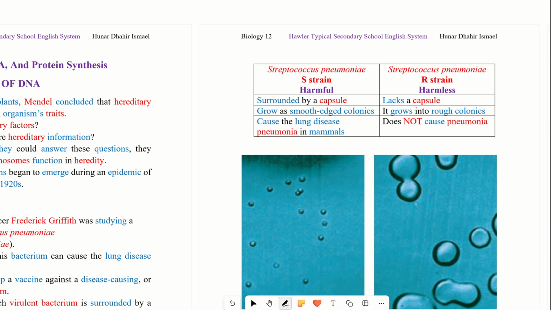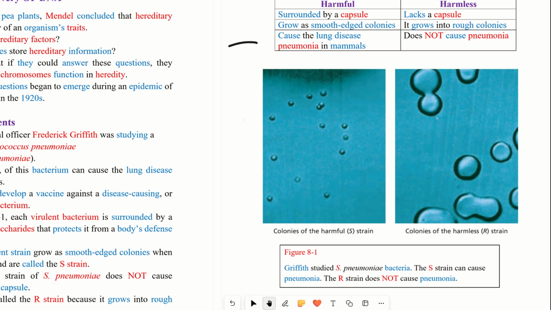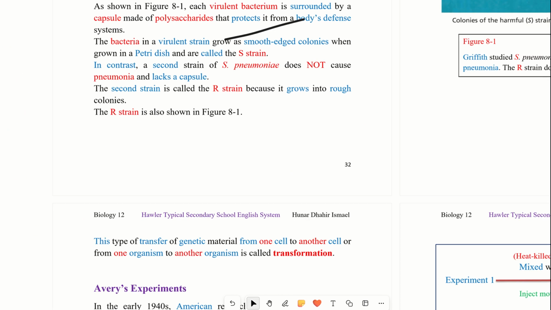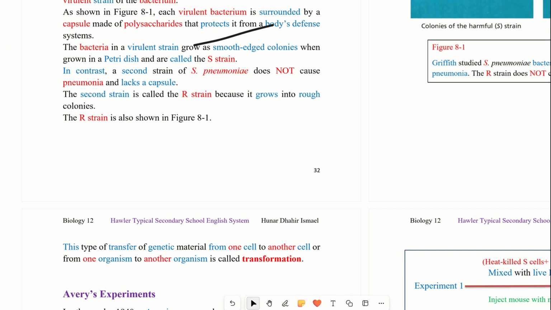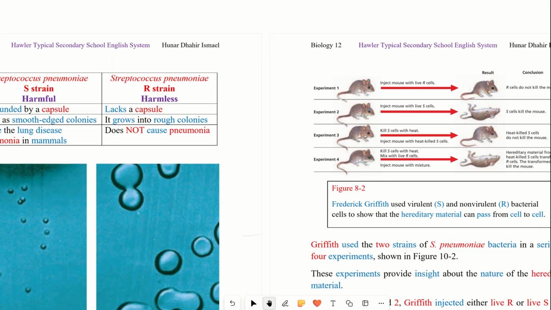The S strain grows as smooth-edged colonies, while the R strain grows in rough colonies. The S strain causes lung disease, pneumonia, in mammals, but the R strain does not cause the disease. So this is the comparison between the S strain and the R strain. Now let's move to the experiment, Griffith's experiment.